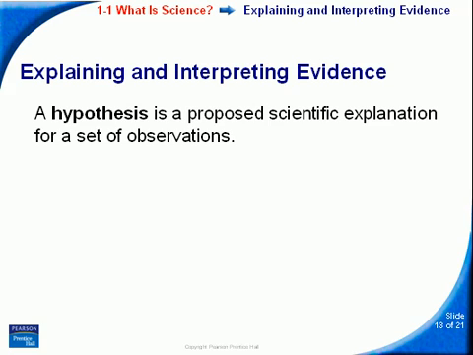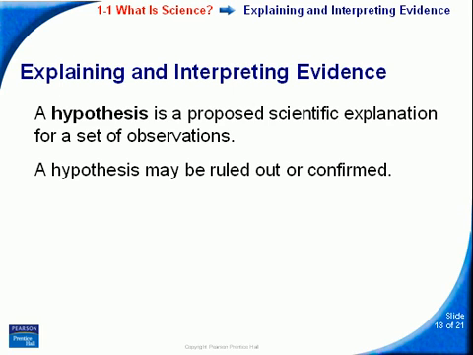Now, a hypothesis is the third part of that first slide that we looked at. It's a proposed scientific explanation for a set of observations. It's different than an inference. An inference is a conclusion. A hypothesis is a prediction, and it's often in the form of an if-then statement.